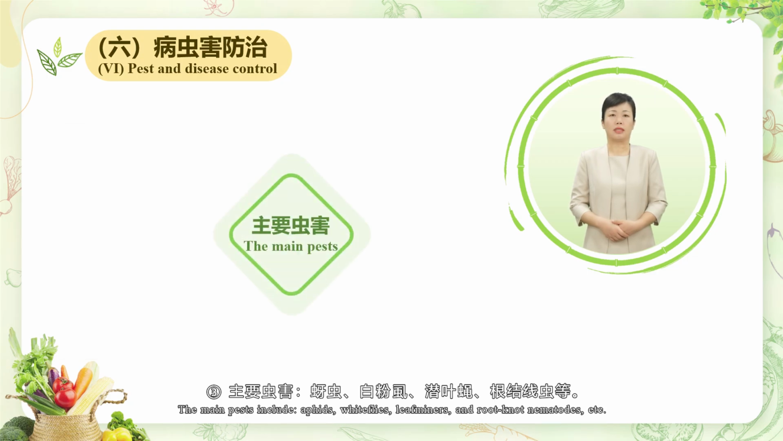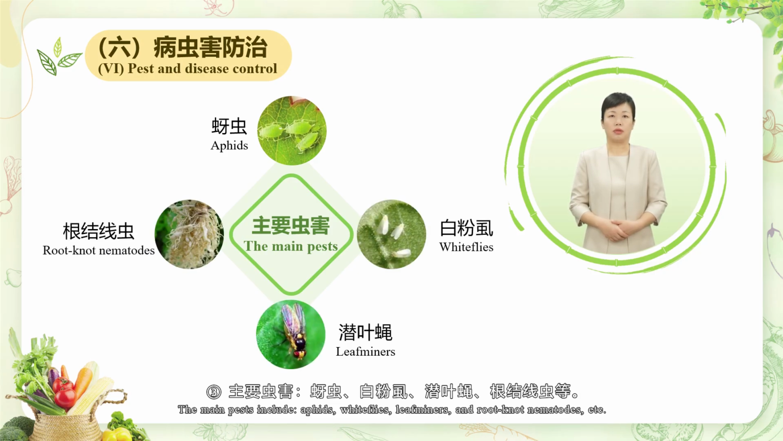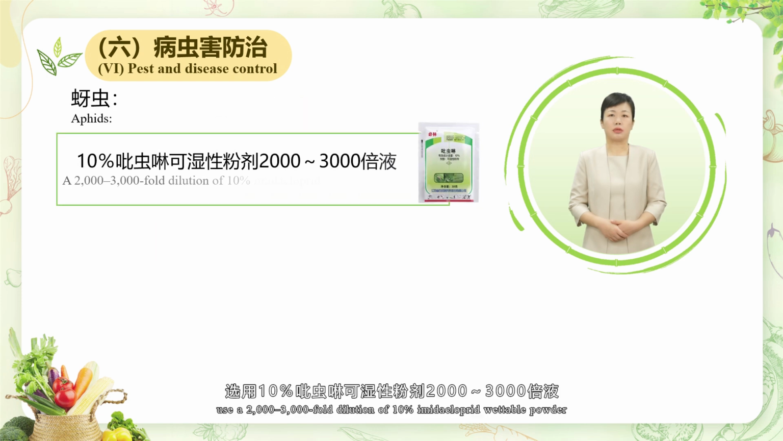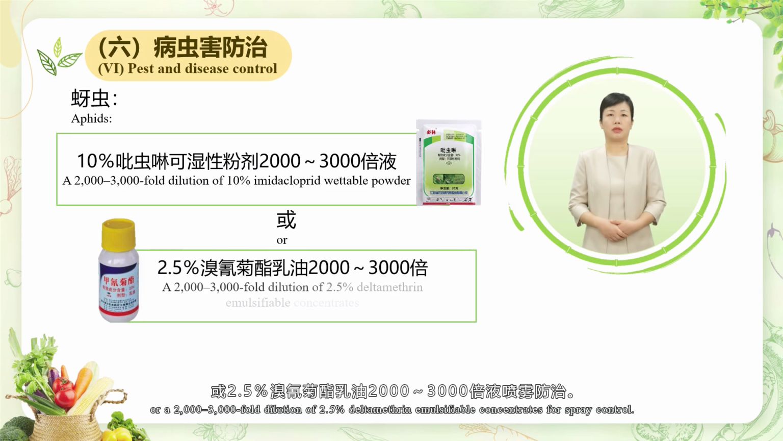The main pests include aphids, whiteflies, leaf miners, and root knot nematodes, etc. For aphids, use a 2,000 to 3,000-fold dilution of 10% imidacloprid wettable powder or a 2,000 to 3,000-fold dilution of 2.5% deltamethrin emulsifiable concentrates for spray control.